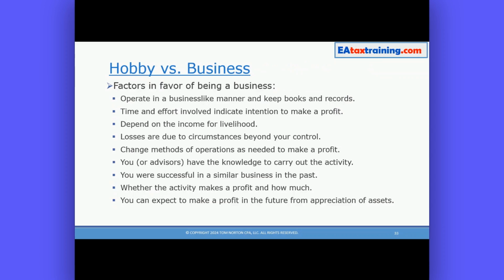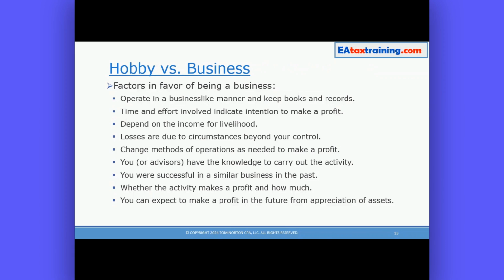So these are the factors in favor of being a business. You operate in a business-like manner and you keep books and records. The time and effort involved indicate your intention to make a profit. So you are committing a substantial amount of time and effort to this activity, whatever it is, that kind of indicates that he or she really is trying to turn this into a business and make a profit. If you depend on the income from it for your livelihood, obviously, that's a good indicator that you actually have a business. If losses are due to circumstances beyond your control.